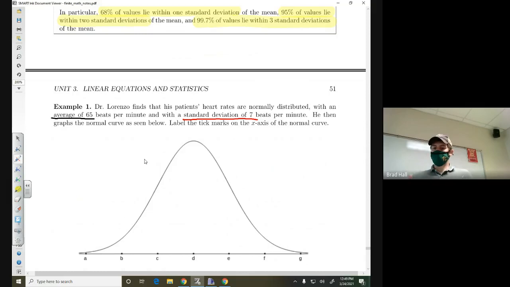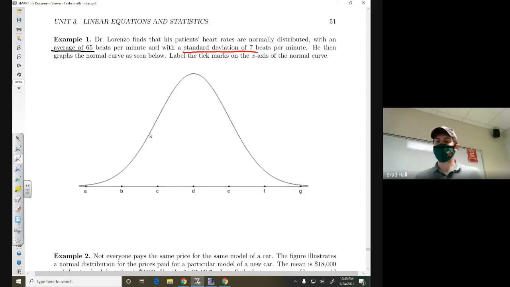And then what they'll have you do in the homework for a question like this, they want you to label the x-axis. So notice it says A, B, C, D, E, F, G. So they want you to label that axis. Now, there's one value we can put definitively. What value is that, and where does it go? 65. Which letter? D is right smack in the middle. That is always a definitive value. That is 65.